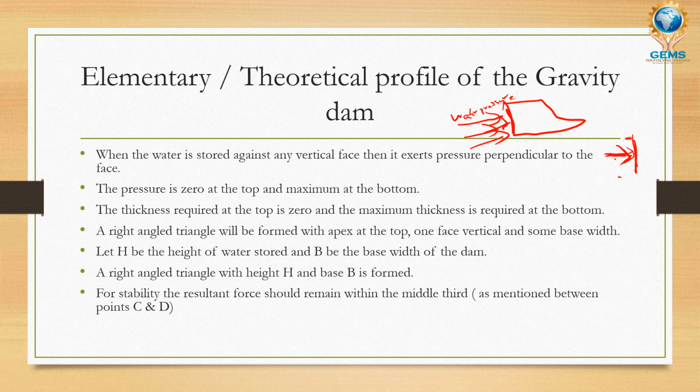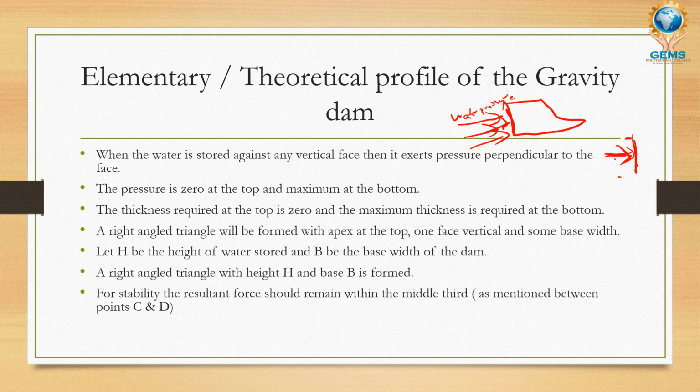The same way, the pressure at the top is zero and maximum at the bottom. Understand this example. And then the third point is that the thickness required at the top is zero, and the thickness required at the bottom is maximum.